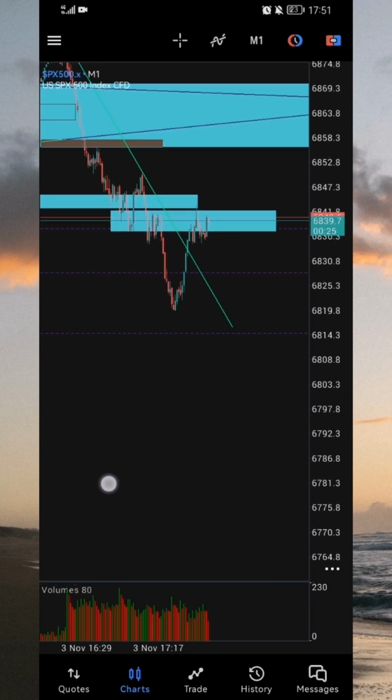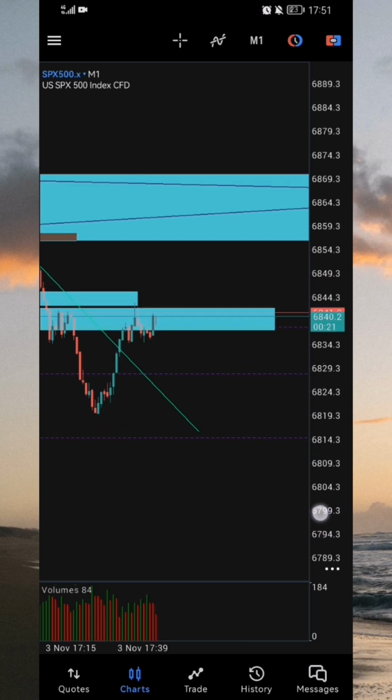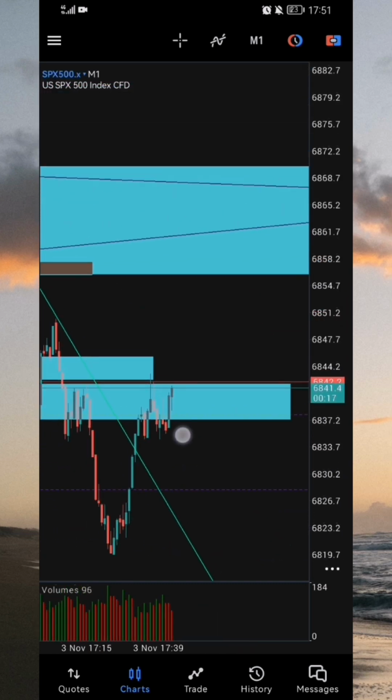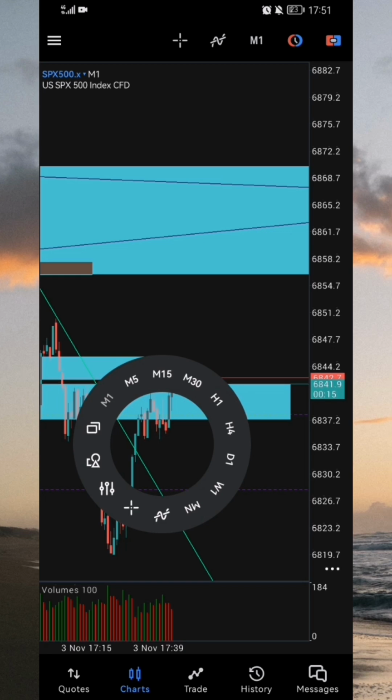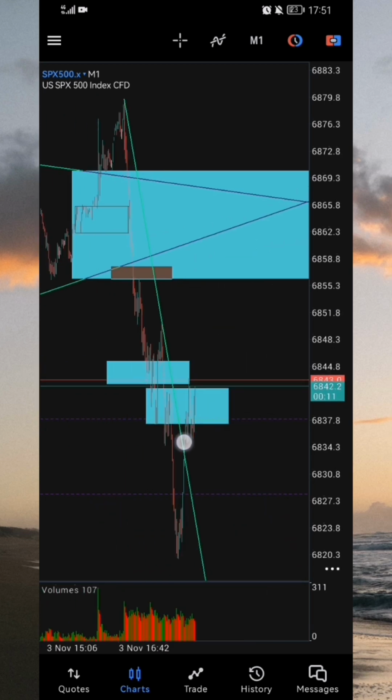Here's a nice pullback that it had, but I can see a head and shoulders here. But this is the nice pullback, and hopefully it breaks this level here, and if not, it's gonna push up all the way to here, and then we can look for another entry.